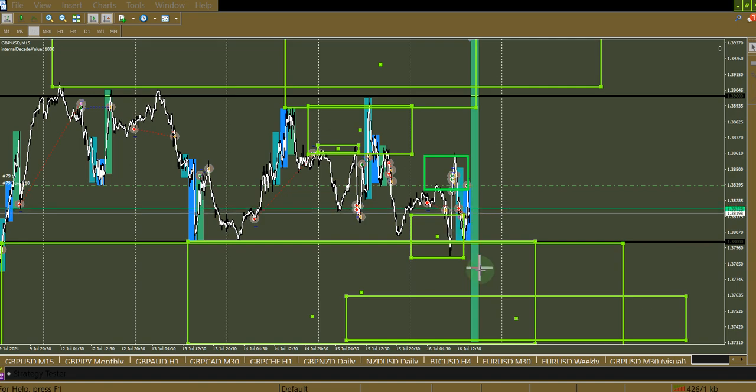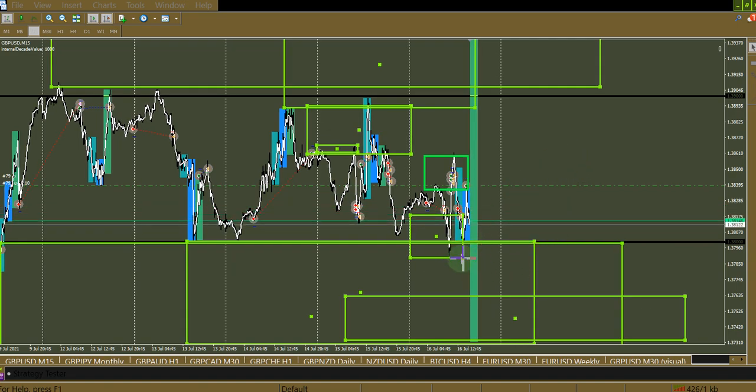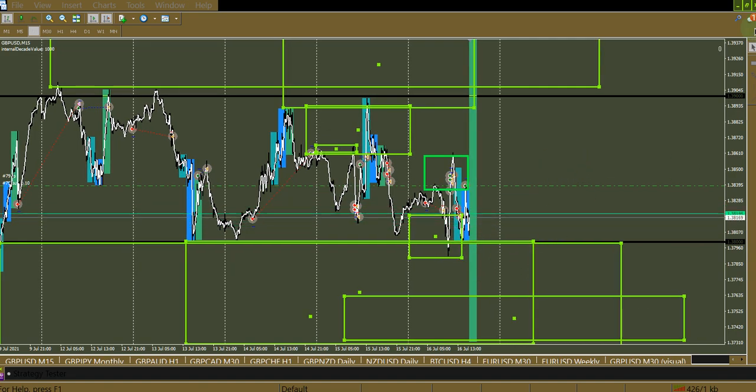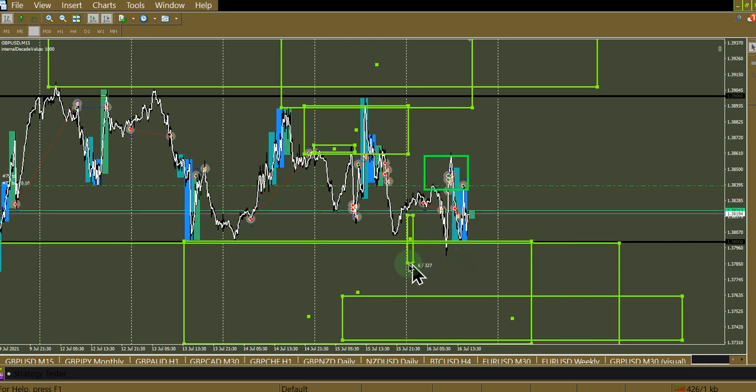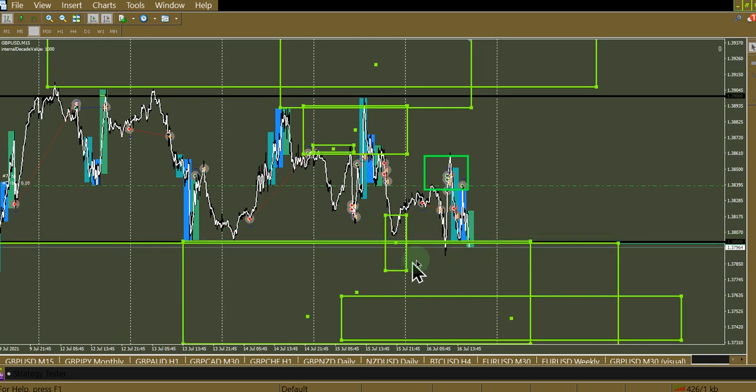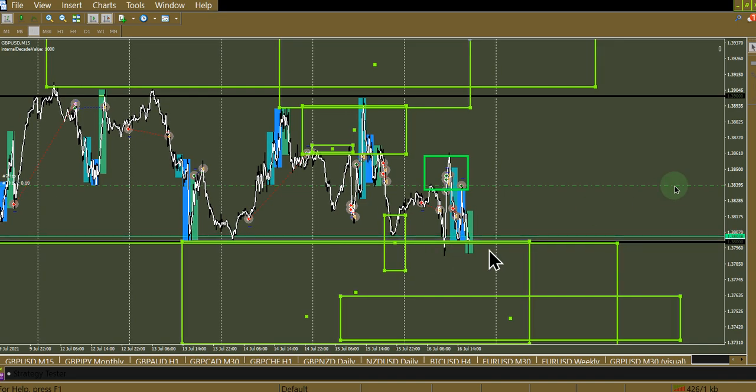Waiting for a setup on the 15. Dude, just trade it. Look at this thing. Come on. Are you serious? Look at this psychosis. We're going to buy the low of today. Let's put our buy limits down here now.